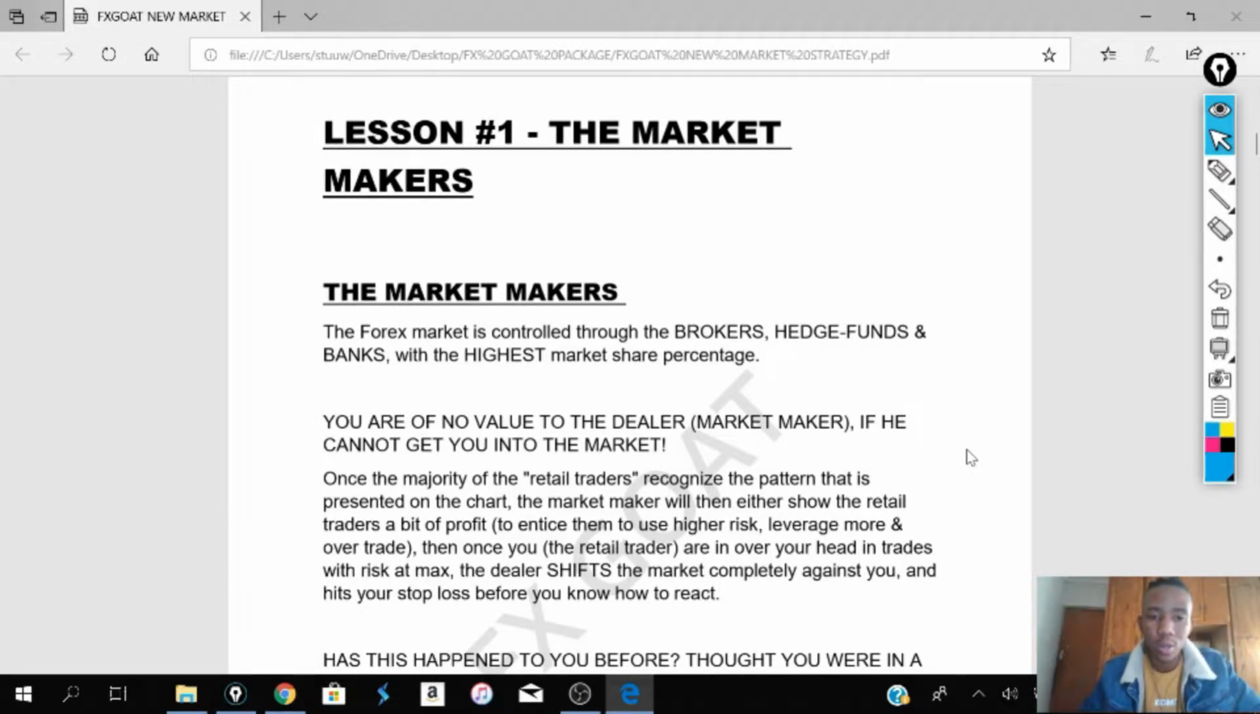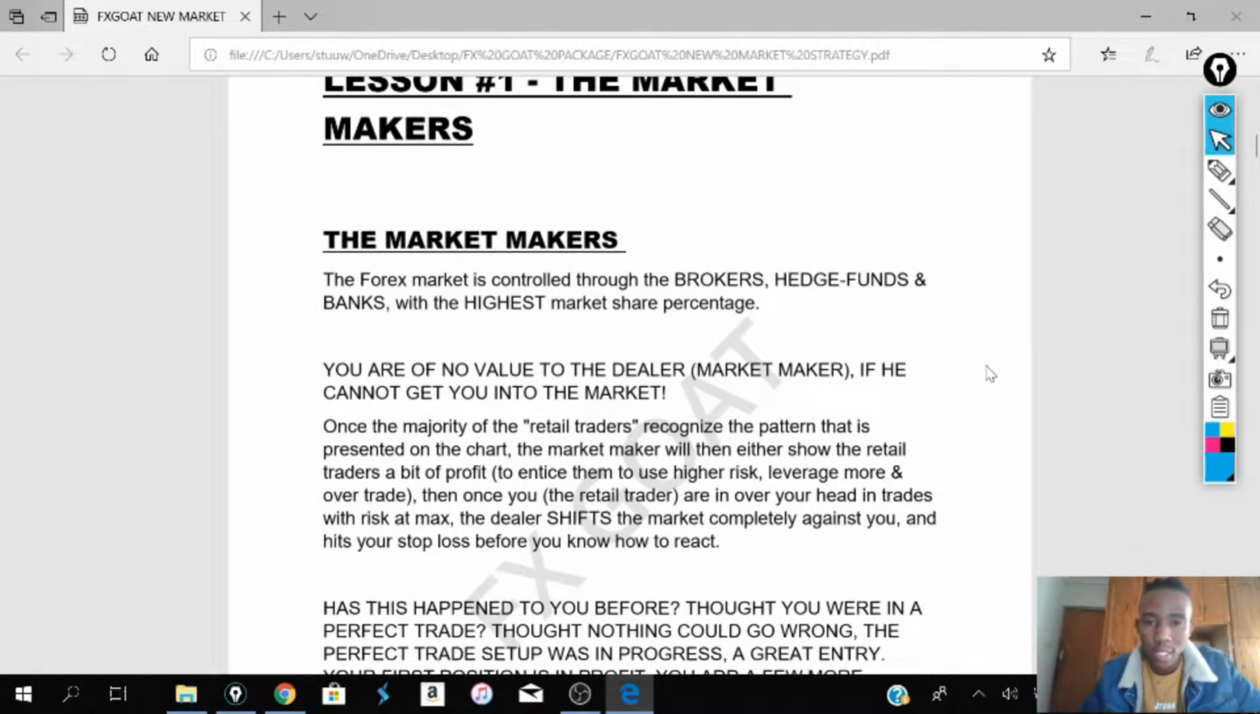Now, let's start with the real deal. Lesson 1, the market makers. Before we start with this lesson, I want to tell you something about the market makers. The market makers took into account to study their enemy, in this case me and you, the retail traders. The market makers made sure that they find a weakness in the retail traders and they exploit that weakness over and over again. Hence you see that the overall market grew from 3 trillion into 5.5. Now I want to show you how the market makers exploit weaknesses.